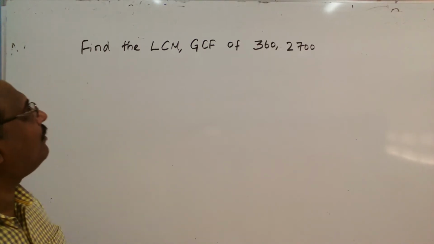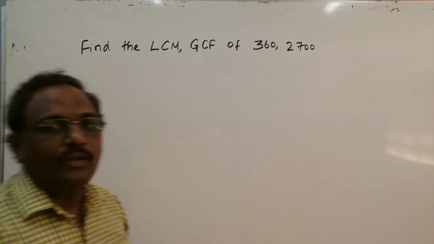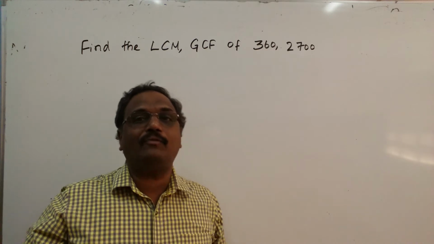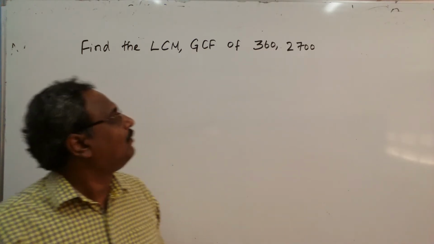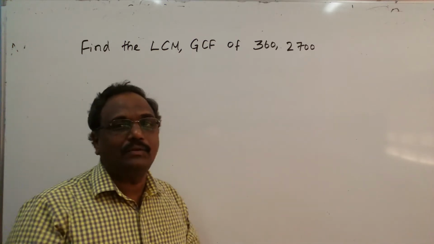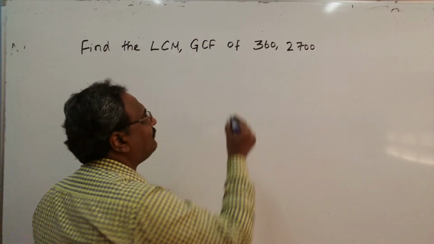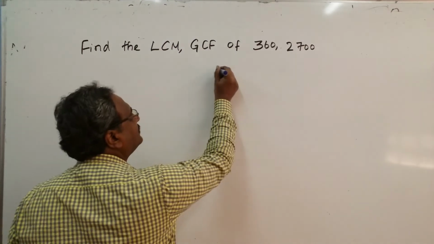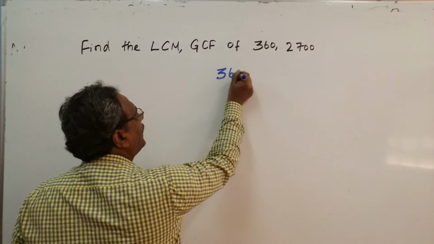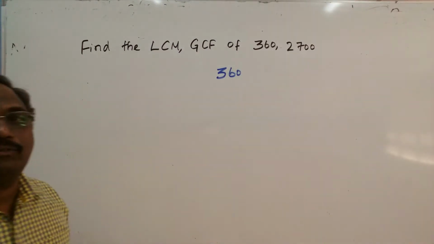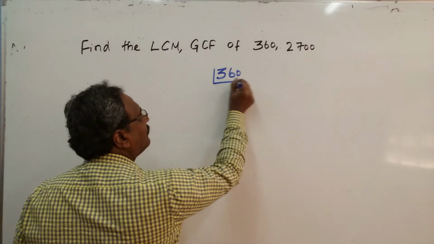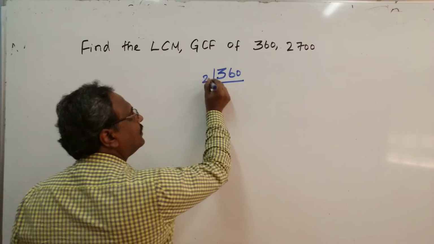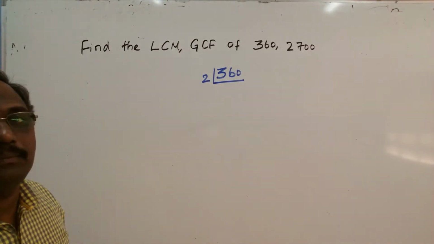See here, for finding this LCM and GCF, we are going to apply the prime factorization. Why? Because that will be the easiest way. Now, for the prime factorization, I am going to take 360 and find the prime factors. I am going to divide by 2, the least prime number.